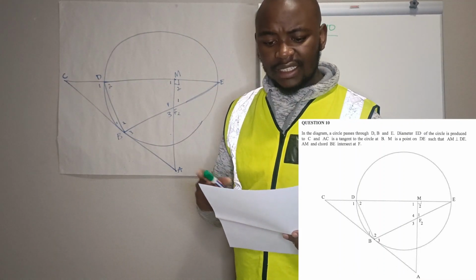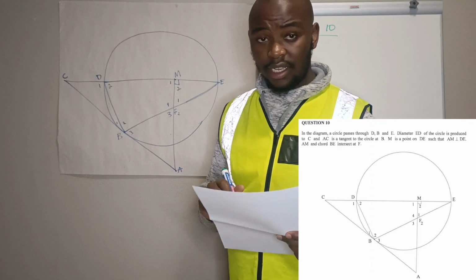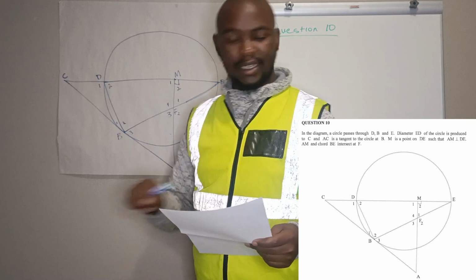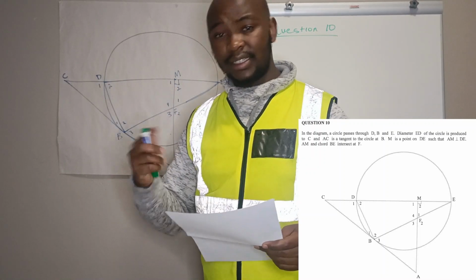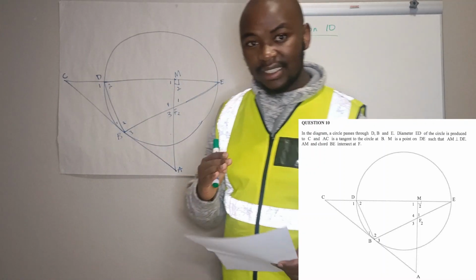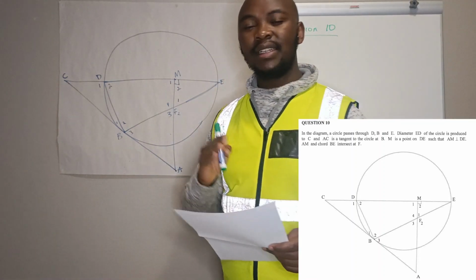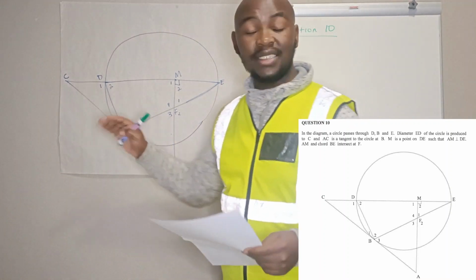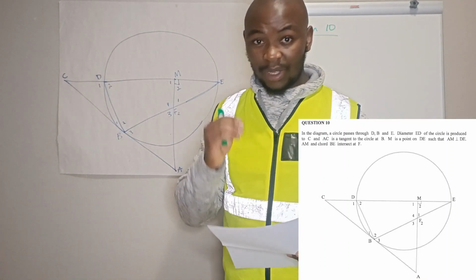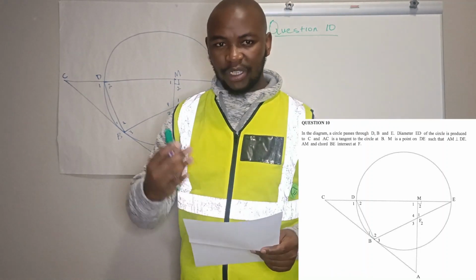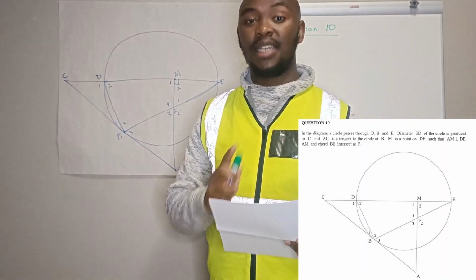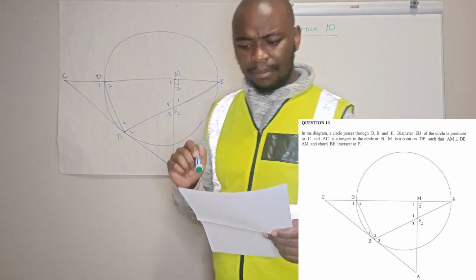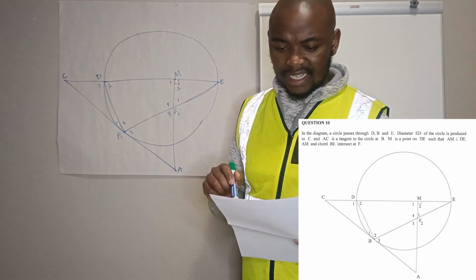And then they are mentioning that AC is a tangent to the circle at B. There is a tangent, and they are telling us which point on the circle it touches. Remember, a tangent can only be a tangent if it is a line that touches the circle only at one point. If it touches it more than once, then it is no longer a tangent. So which point is this specific tangent AC touching? It's touching B.